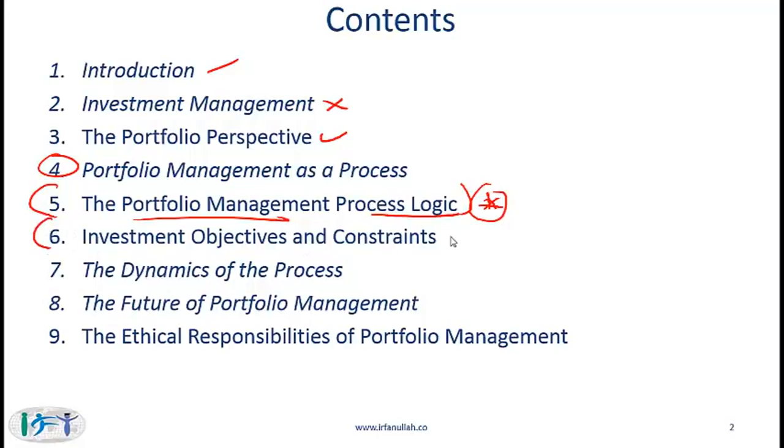And then section 6 is also very important. This talks about the investment objectives and constraints which form the meat of the IPS. So the most important aspect of the IPS is the investment constraints and objectives. Then section 7 is the dynamics of the process. This section is not mentioned in the learning objectives, but I'll tell you very briefly what is given here.